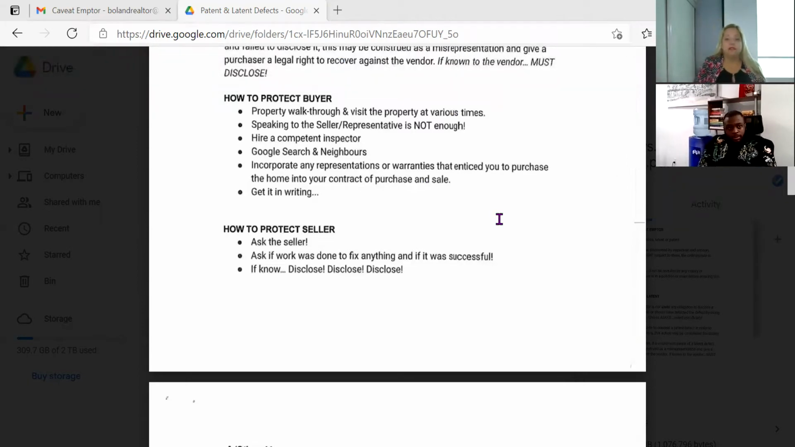Google search and neighbors. This is a really, really good one. Okay. Google search will tell you a lot. For instance, if there was a fire and they're not disclosing it because, we fixed the problem, we cleaned off the brick and we put new drywall on the inside. We don't know that maybe there was some burnt wire inside or something within the walls that should have been repaired. And now the purchaser goes and the house burns down, or God forbid starts another fire.